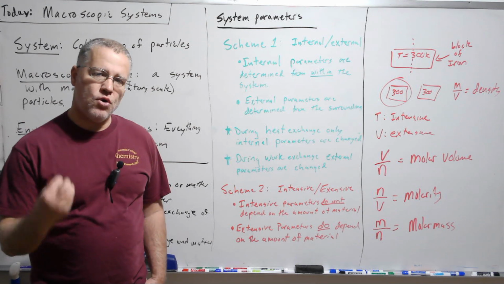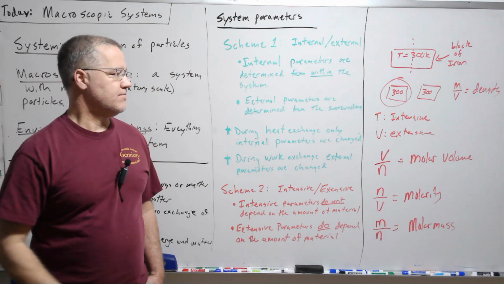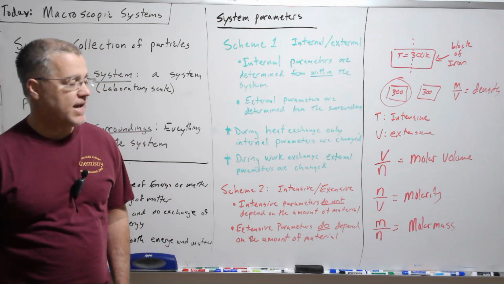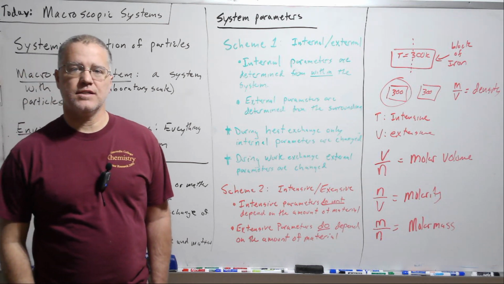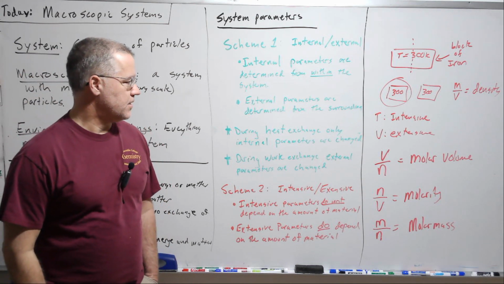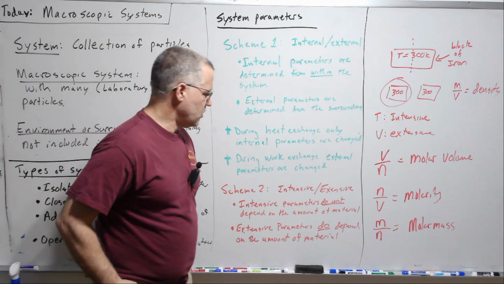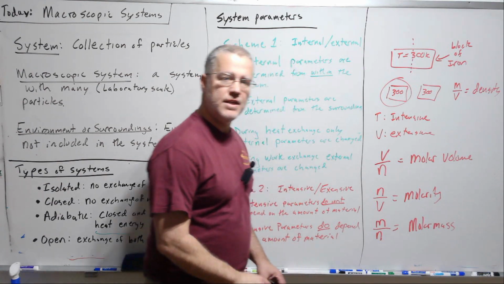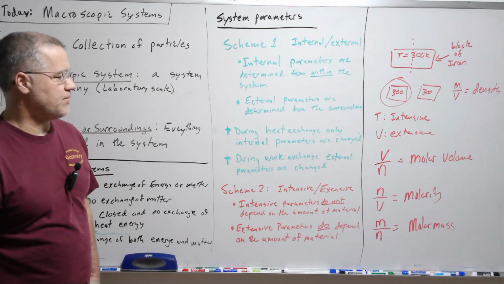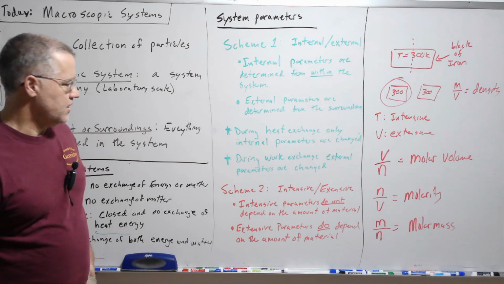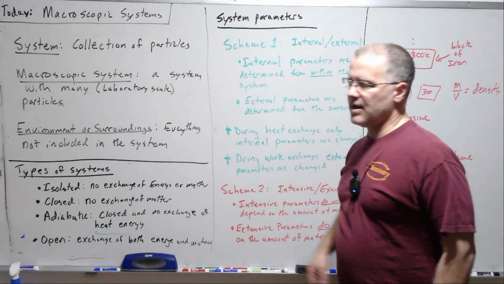If we divide by moles, we usually call this molar, so molar volume, molar entropy, molar heat capacity. If we divide by mass, we usually call that specific, so specific heat capacity, specific volume, something like that. And so a lot of the properties that you've heard of are often ratios of extensive properties to make an intensive property.